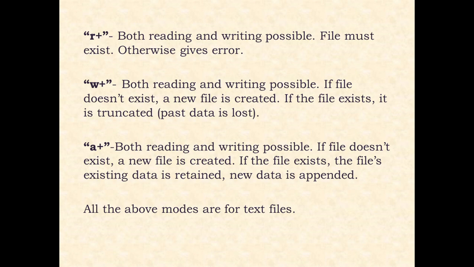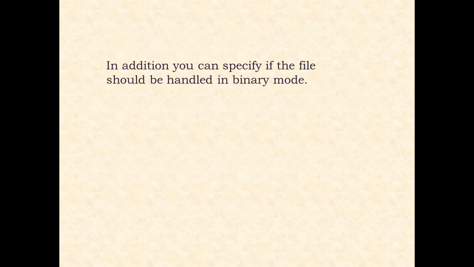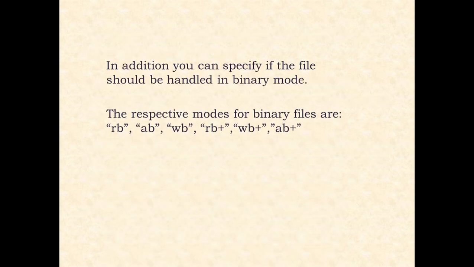So all the modes that we have discussed so far are applicable to text files. Then what about binary files? It's very simple in Python. Just you add a B with all these modes. You can say RB mode, AB mode, WB mode, RB plus mode, WB plus mode, AB plus mode.